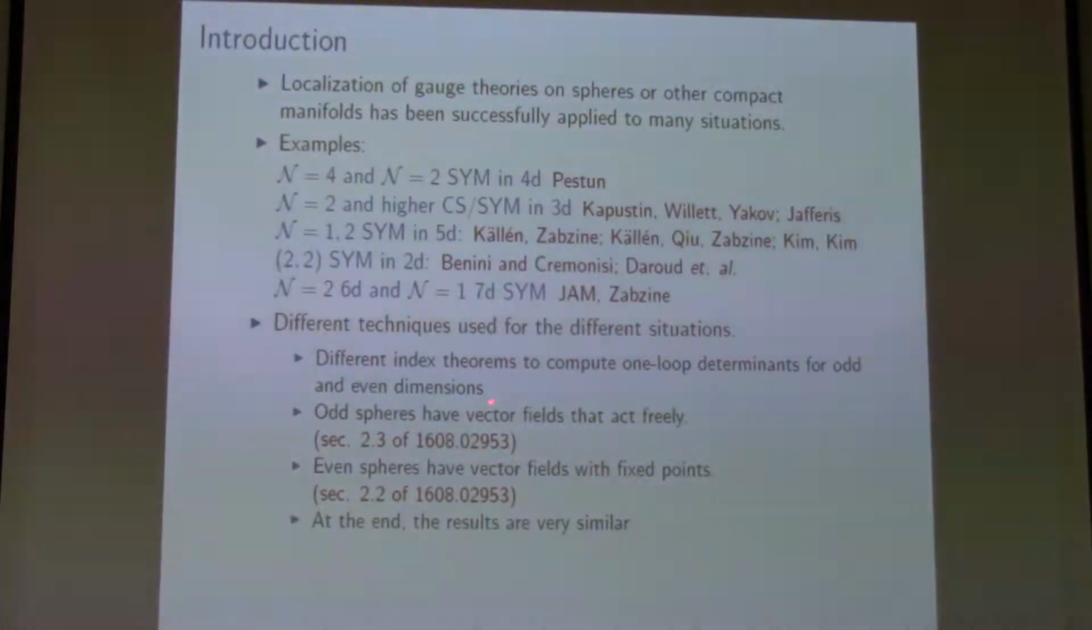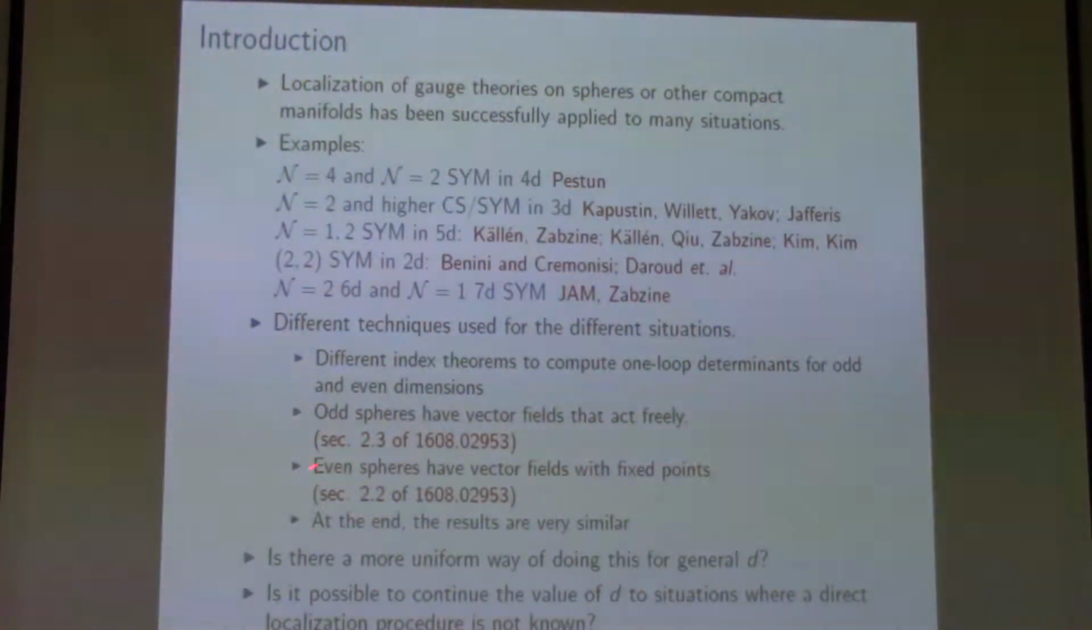The difference is that in the case of odd spheres, when you do localization, you're usually looking for a vector field. For odd spheres, you can find a vector field that acts freely, but for even spheres, you have to have fixed points. And so that's why you have different techniques for doing this. However, at the end, it turns out that the results look very similar to each other. You go through these different processes and you end up with a similar result.